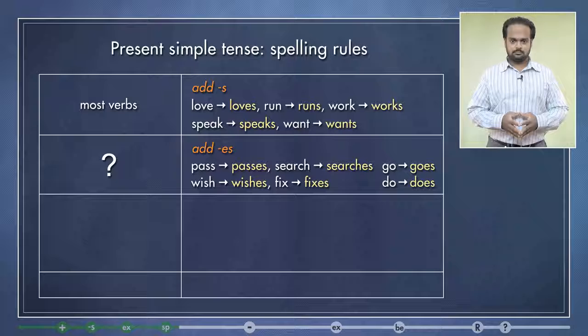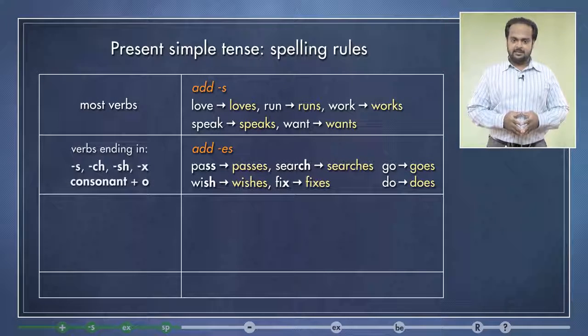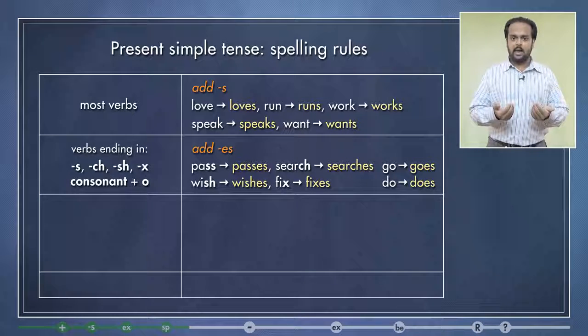Here's the rule. If a verb ends in s, sh, ch, or x, then we add es to the verb. If you think about it, these sounds are all related. S, sh, ch, x. They all sound similar, and it's easier to pronounce them if you add es. Passes, wishes, searches, fixes, and so on.